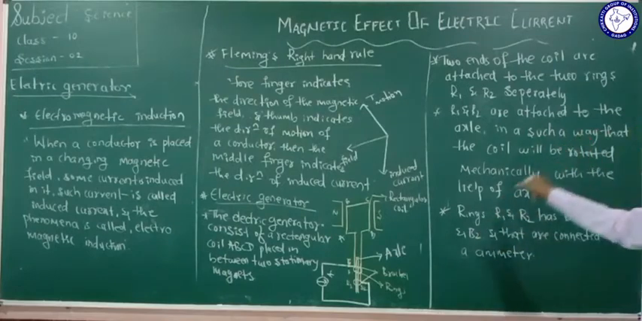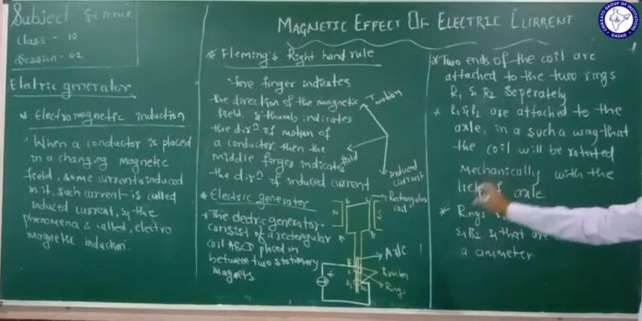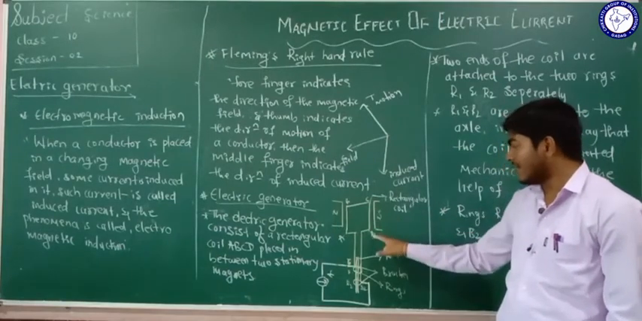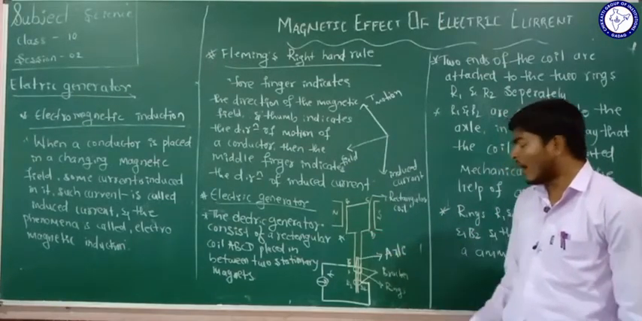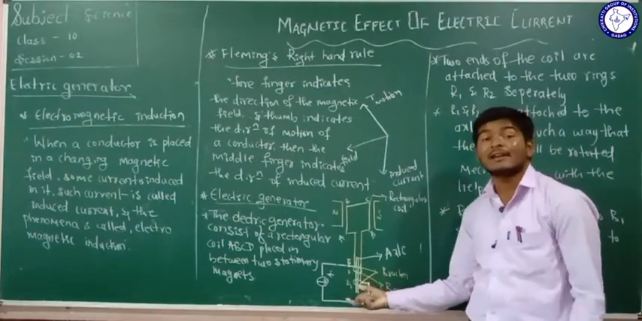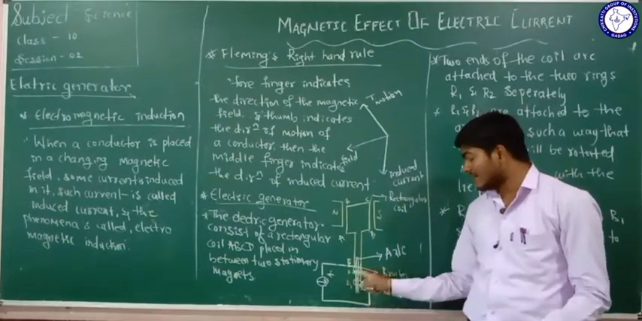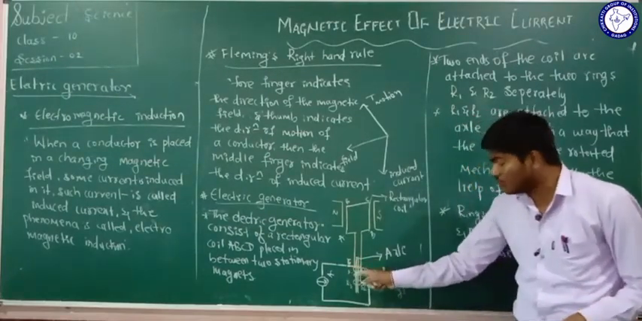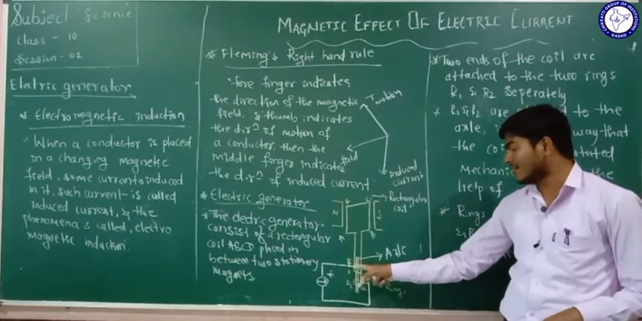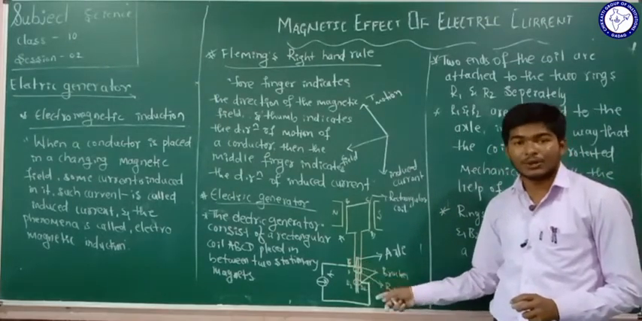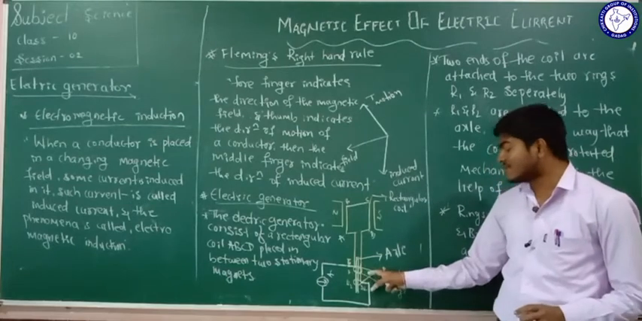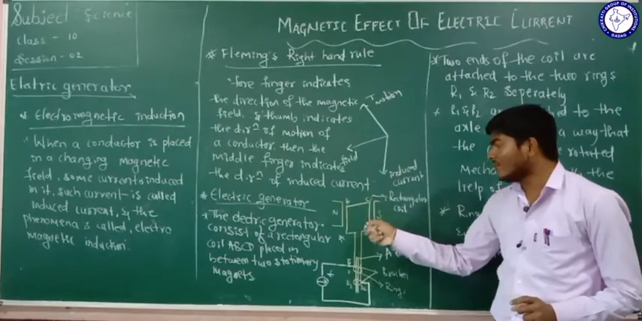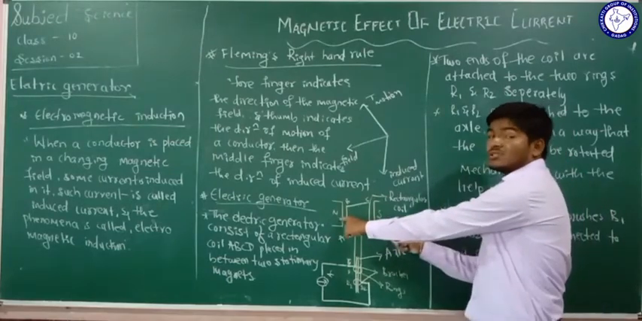This is all about the construction of the electric generator. The electric generator consists of a rectangular coil ABCD. The two ends of the rectangular coil are attached to the two full rings here, not half rings, two full rings R1 and R2. These two rings are attached to the two stationary brushes B1 and B2, and the ends of these brushes are connected to the ammeter, and the coil is placed in between the two stationary magnets.